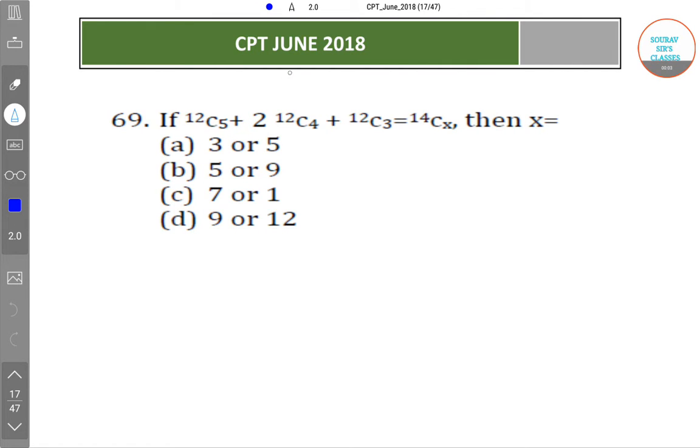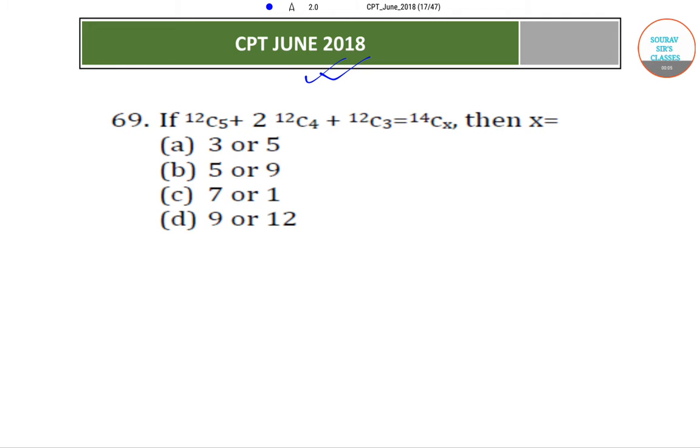Hello everyone, today we'll be doing the CPT June 2018 question paper. We'll be doing questions from the quantitative section. Today we'll be doing question number 69. We'll be starting off with question number 69 today.